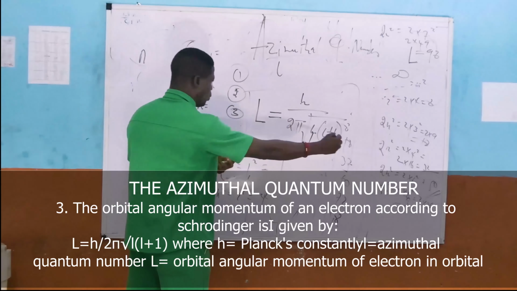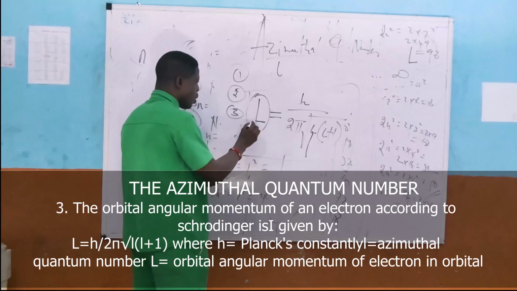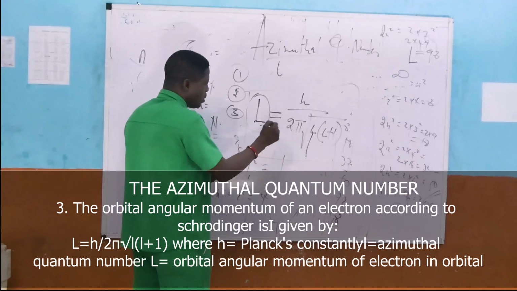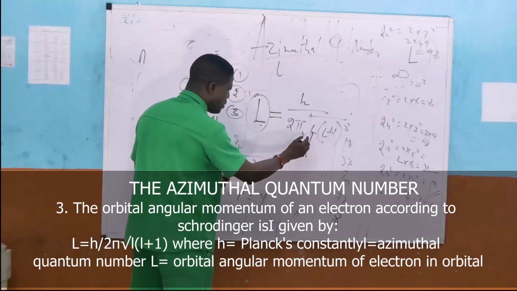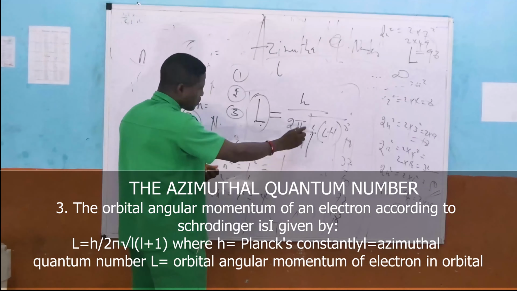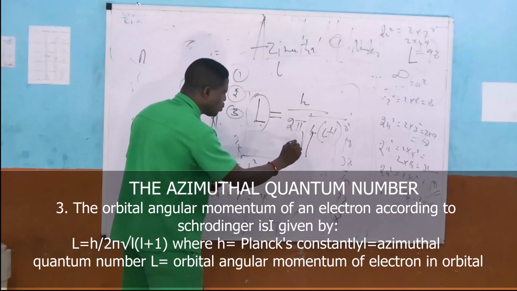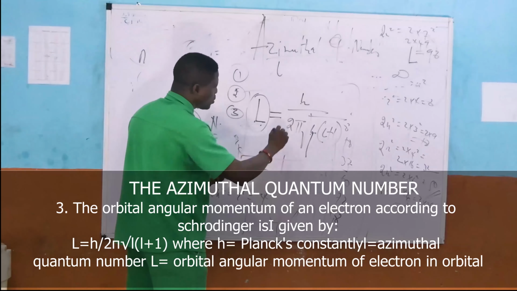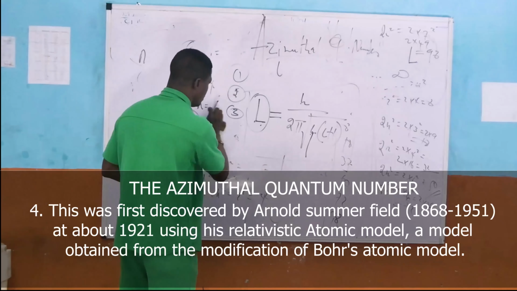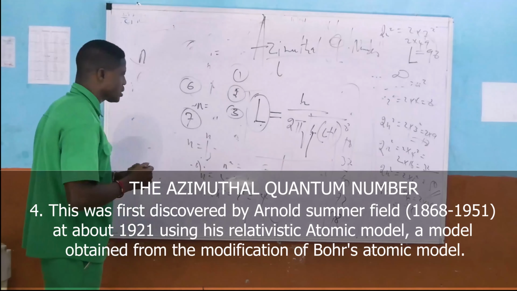So with the aid of this equation, once you know the orbital angular momentum, you can also estimate the value of the angular momentum quantum number, otherwise known as the secondary or subsidiary quantum number. That is point number 3.